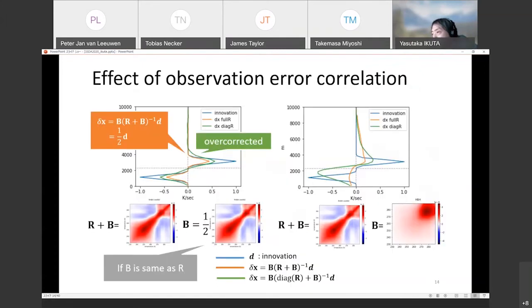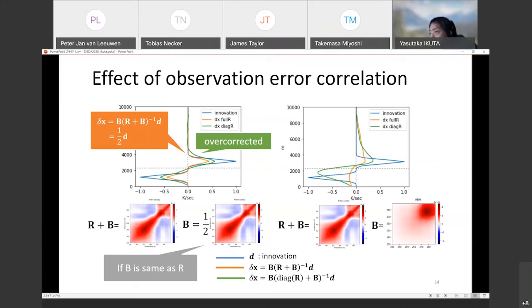So this slide shows the effect of the error correlation. In these figures, the x-axis shows the latent heat and the y-axis is altitude. The dotted line shows the altitude at 0 degrees Celsius. The blue line is the inversion. The orange line is the increment using the correlated R, and the green line is the increment using the diagonal R.